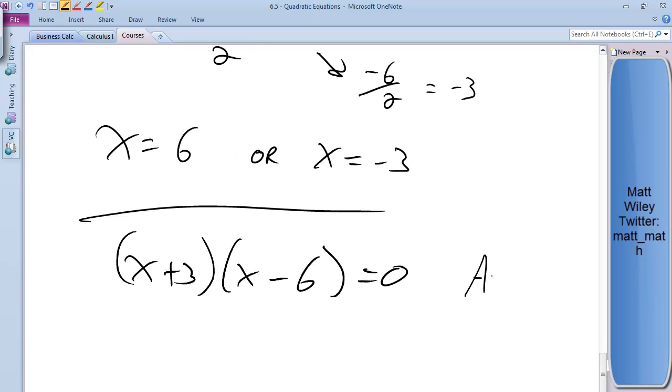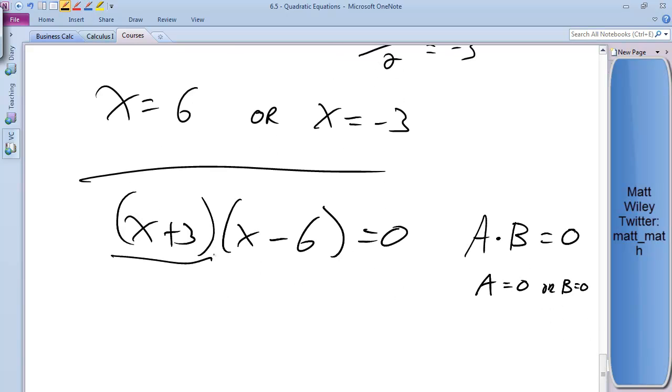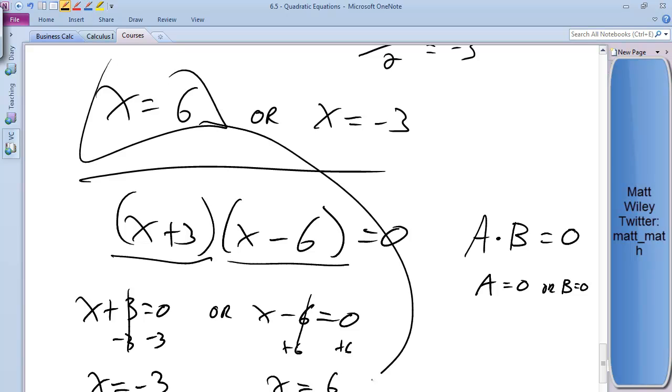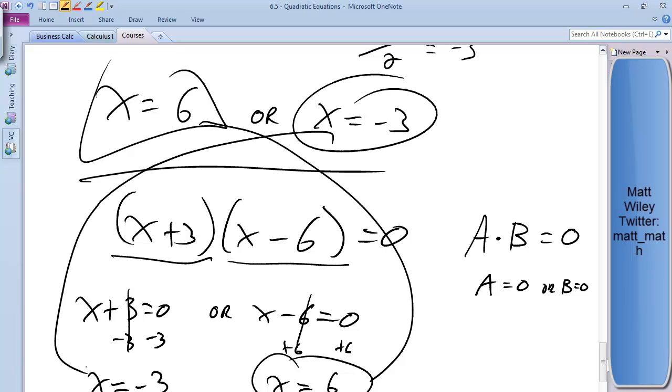We've got this rule in math. It says if you multiply two things together and they equal 0, either the one thing equals 0 or the second thing equals 0. So if I have x plus 3 times x minus 6 equals 0, that tells me that either x plus 3 equals 0 or x minus 6 equals 0. If I subtract 3 from both sides or add 6 to both sides, that tells me x equals -3, or that tells me that x equals +6.